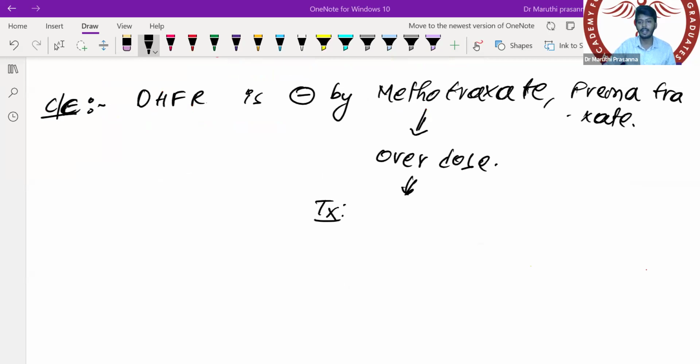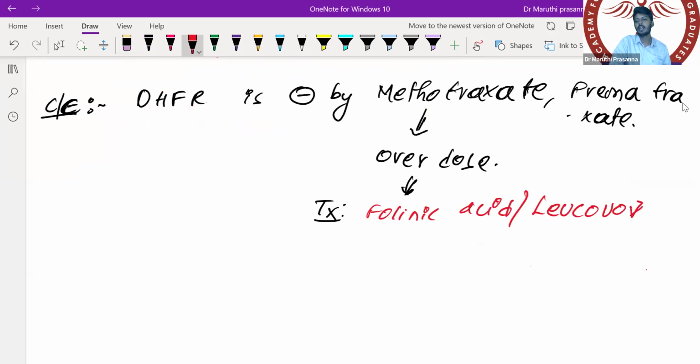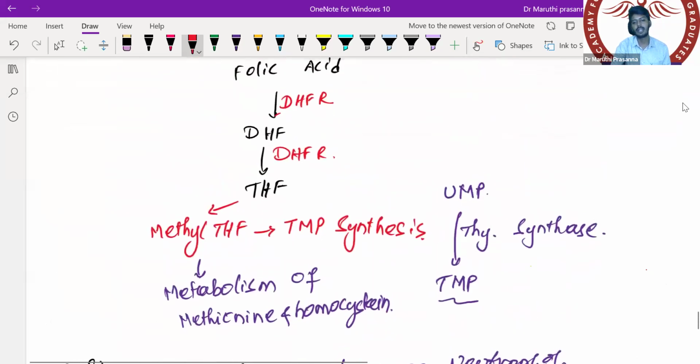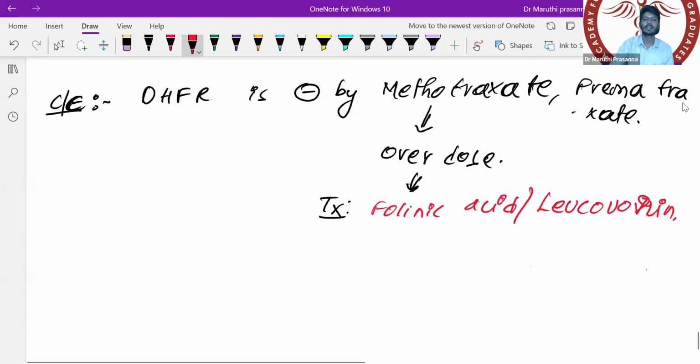Very good, you people are correct. What is that? You are going to give leucovorin, which is also called folinic acid. Folinic acid, not Volini. Leucovorin is also called folinic acid. Okay, so that is the story of your methotrexate.